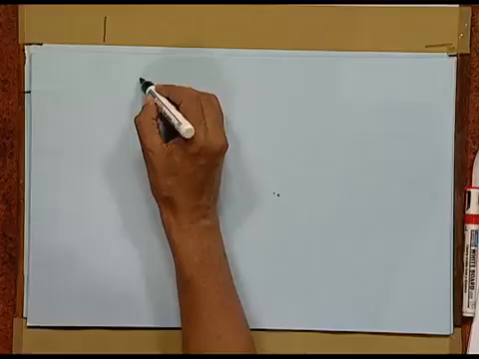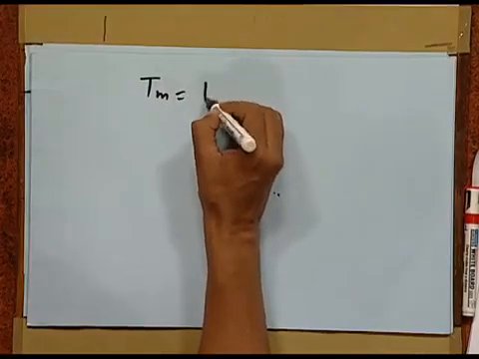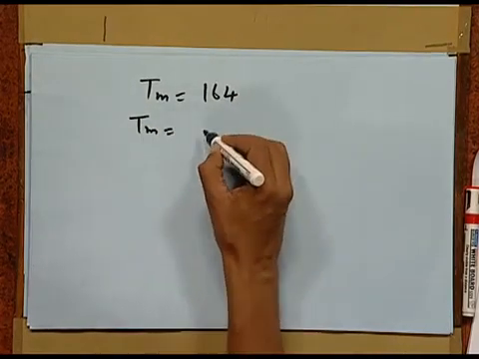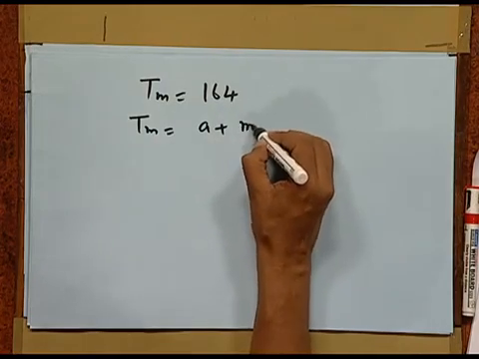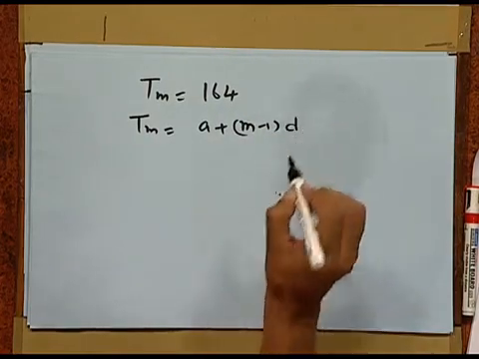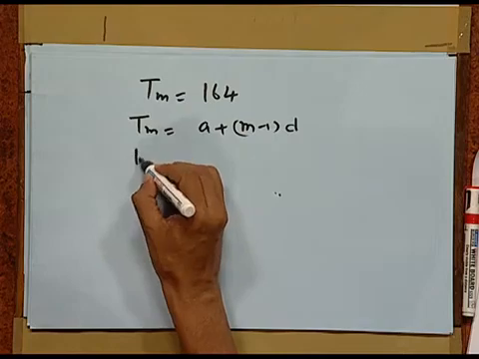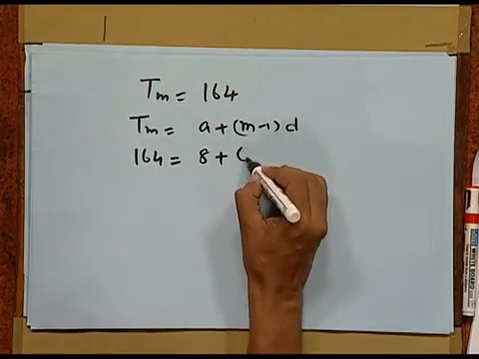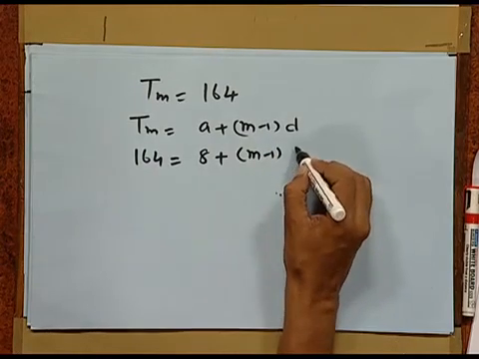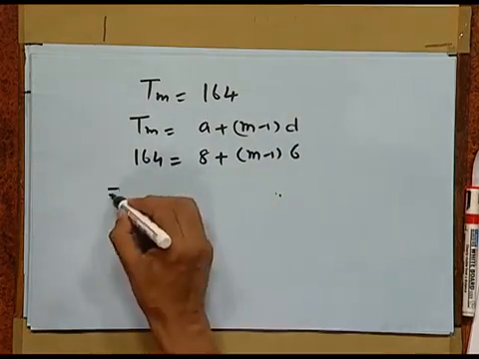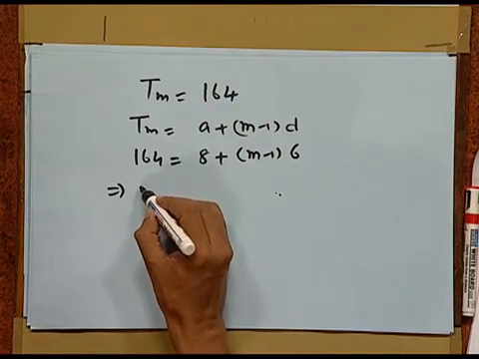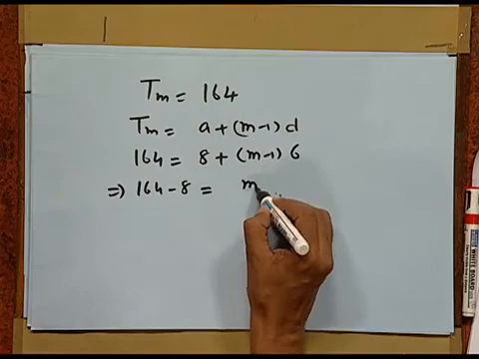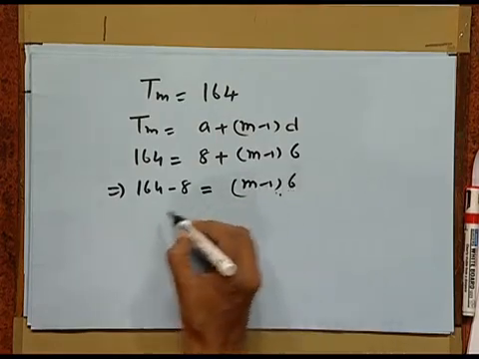Now we have got Tm given to be 164. But by formula, Tm is A plus (m minus 1) D. Hence, 164 is equal to 8 plus (m minus 1) times 6. This implies 164 minus 8 is (m minus 1) times 6.